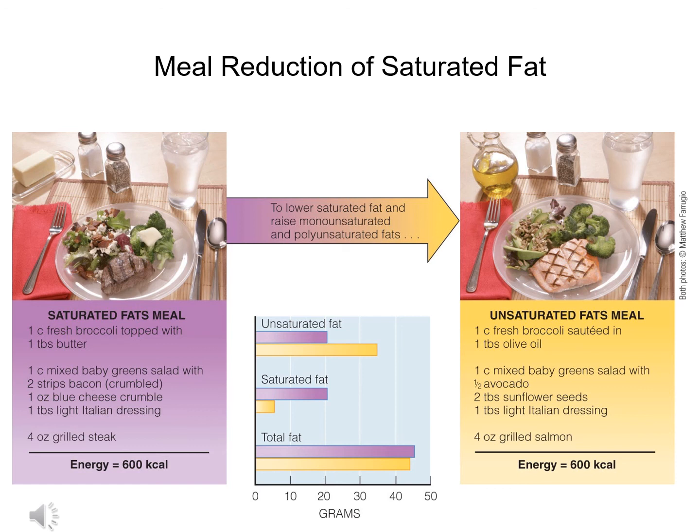The meal on the left has a substantially much higher amount of saturated fat compared to the meal on the right. By just swapping out a few items, you could see how the decrease can occur. Swapping out olive oil in place of butter, substituting avocado in place of bacon, substituting sunflower seeds for blue cheese in the salad, as well as substituting salmon for steak. All of those changes can definitely have an effect on reducing one's saturated fat intake.